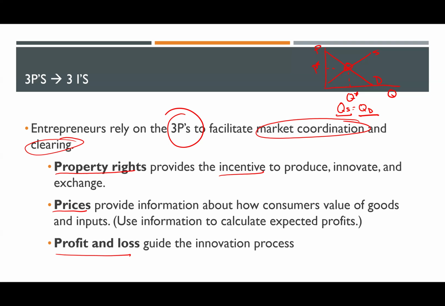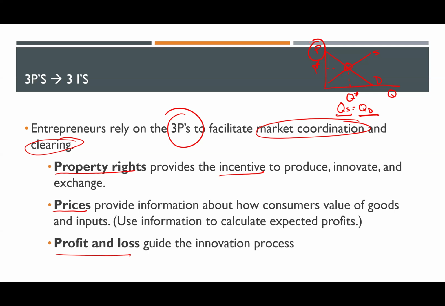The second market institution that we're going to see be crucial for the operation of markets is prices, right? And prices get a very explicit place in our supply and demand graphs. They go on that vertical axis. It's one of our endogenous variables, right? It's one of the variables we want to explain how it arises. And these prices are going to provide information about how consumers value a good and the use of different inputs.